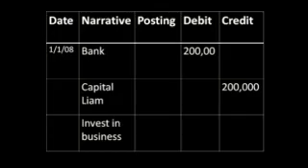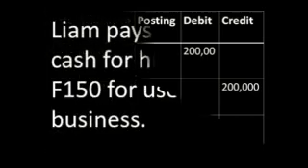We carry out our analysis in the usual way. What has happened? The business has gained an asset of $200,000. Liam has an interest in the business of $200,000. The accounts affected are cash at bank and capital. The debit is to the bank since this is an asset account and the asset has increased. The credit is to capital, which has also increased, and the amount is $200,000.